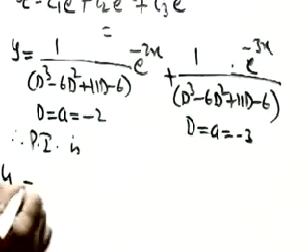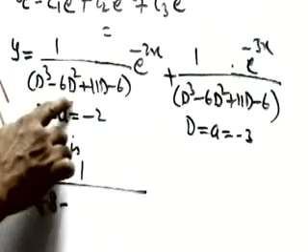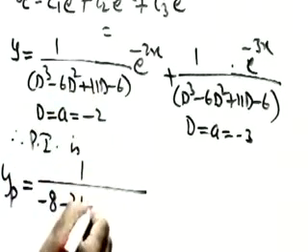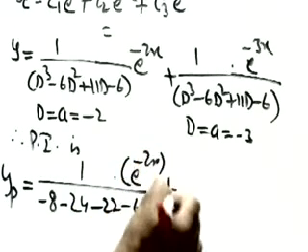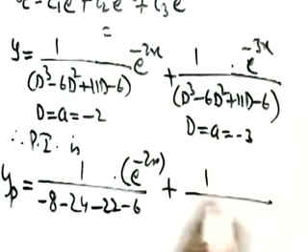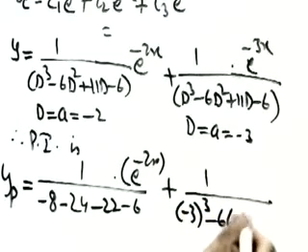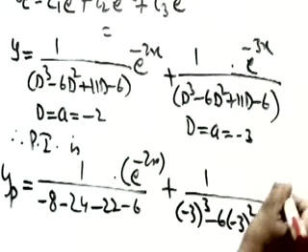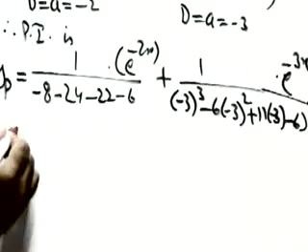Therefore particular integral is yp equals to 1 divided by, if you keep minus 2 here, it will be minus 2 cube minus 8, minus 2 square will be 4, 4 into minus 6 minus 24, 11 into minus 2 is minus 22 minus 6, into e power minus 2x, plus here we have to keep minus 3, so it will become 1 divided by minus 3 whole cube minus 6 into minus 3 whole square plus 11 into minus 3 minus 6, into e power minus 3x. So let me continue here.